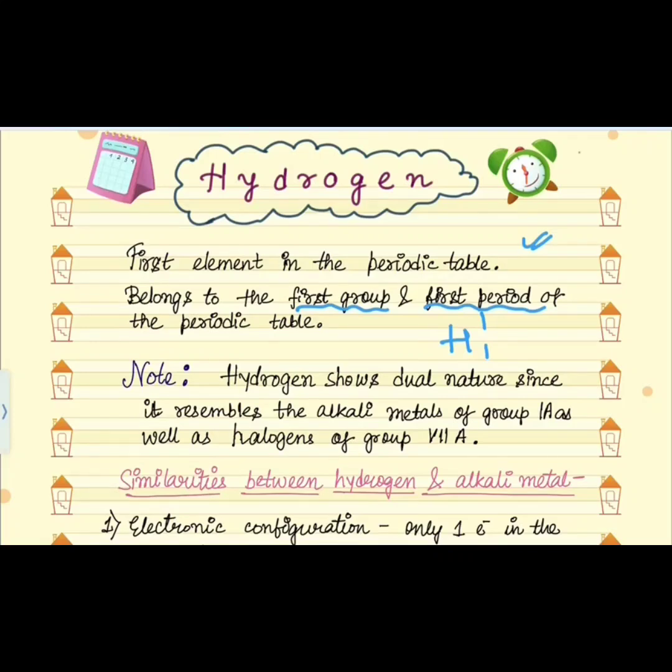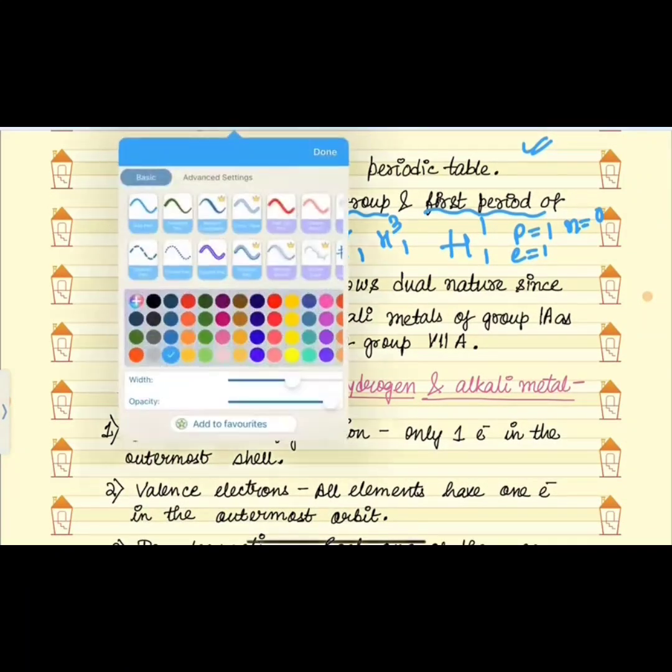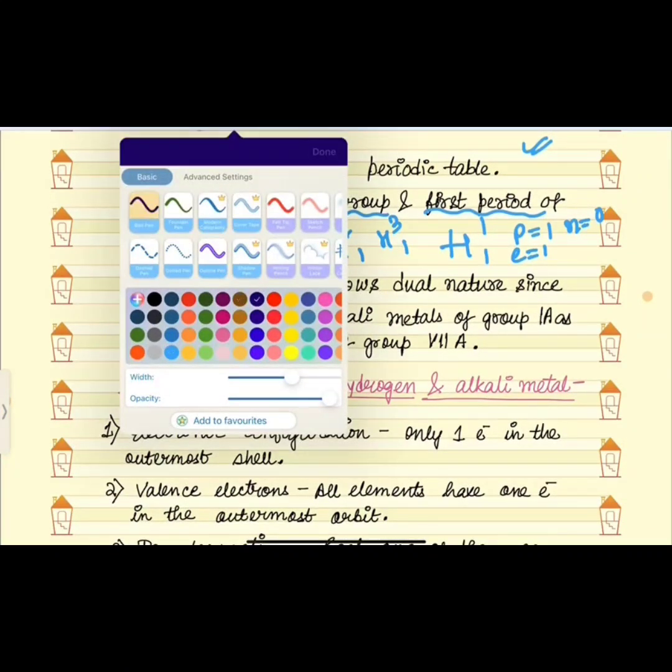It looks like this, hydrogen 1 1, where it has number of protons 1, electrons 1, and neutrons 0. Also, hydrogen has 3 isotopes: 1 1, 2 1, 3 1. Isotopes have equal atomic number but different mass number. So the number of neutrons is going to be different in this case.